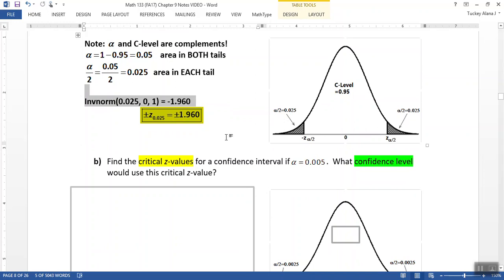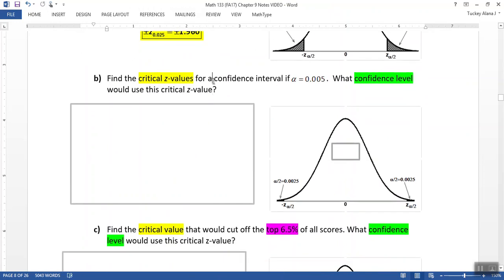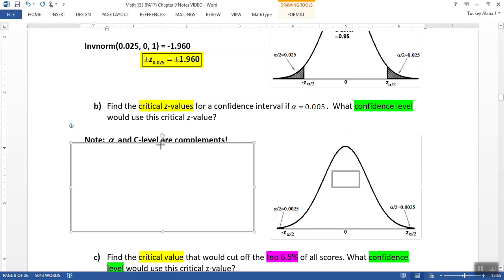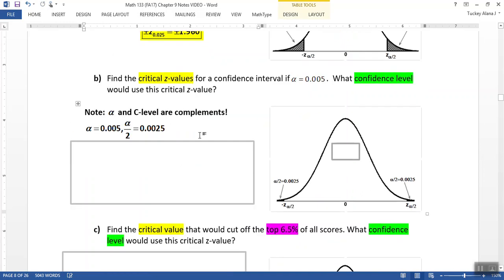All right, so let's look at the second one. This is finding the critical values for alpha equals 0.005. Excuse me, not a confidence interval, if alpha equals 0.005, and then it asks what confidence level would use this critical value. All right, so a couple things. One, alpha equals 0.005 is automatically the area in both of my tails. And alpha over 2 equals 0.0025, right?